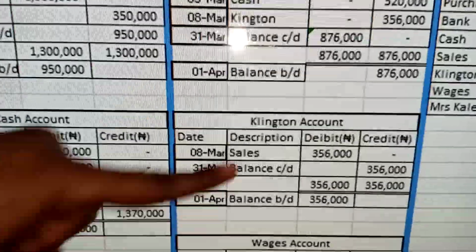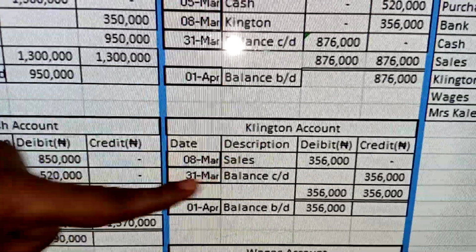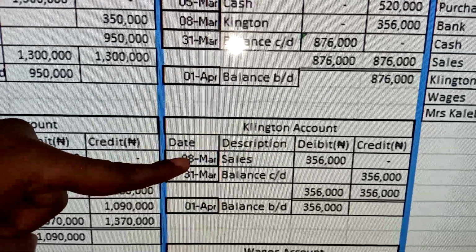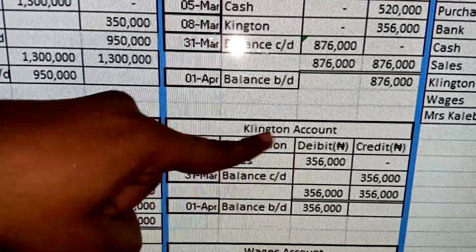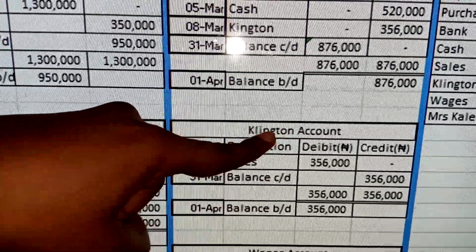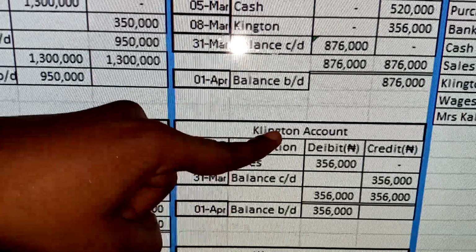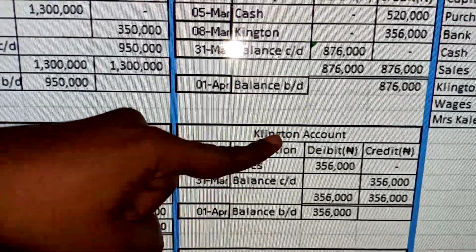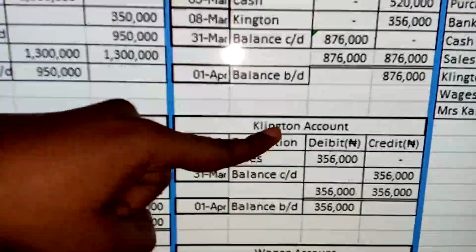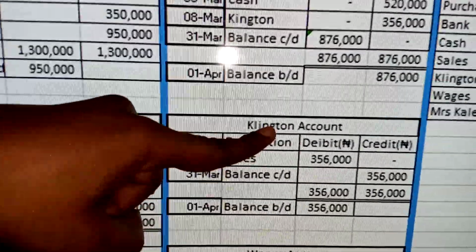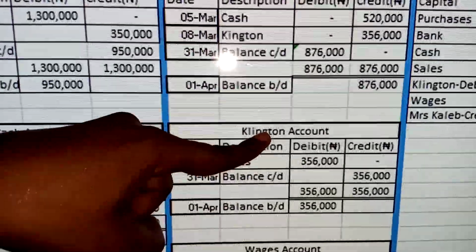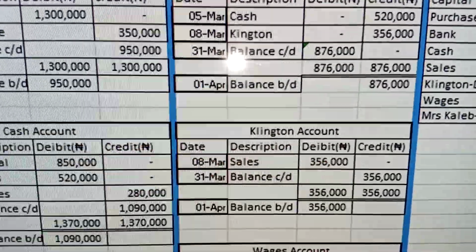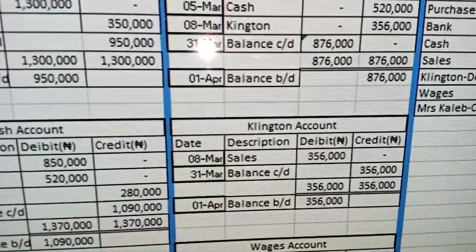So let's open the Clinton account here. We have Clinton here, we have 8th of March. Sales, we're debiting 356,000. Why? Because Clinton is a debtor. We sold to Clinton on credit. So Clinton is owing the business. And when you're owing the business, it is an asset. An asset here is increasing. Clinton wasn't owing us. That's 0. We sold to him 356. The increase from 0 to 356,000. That's what? An increase in assets. So you debit Clinton here. Now we have done. So we have credited sales and debited what? Clinton. So those are the two entries for that transaction.